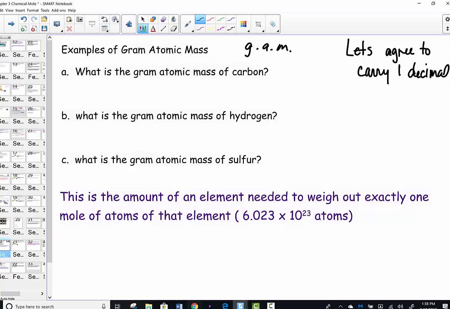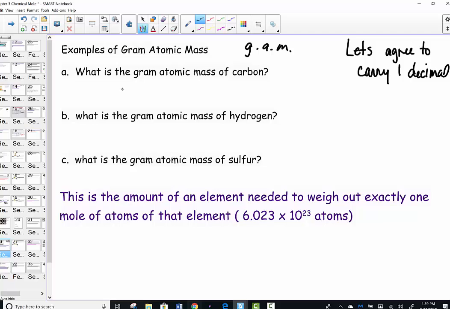Let's agree to carry 1 decimal from the periodic table. If we're wondering how many decimals she wants me to grab, each periodic table is just a little bit different. Some have many decimals, some have 1 or 2. Let's agree to carry 1 decimal when reporting any molar mass.